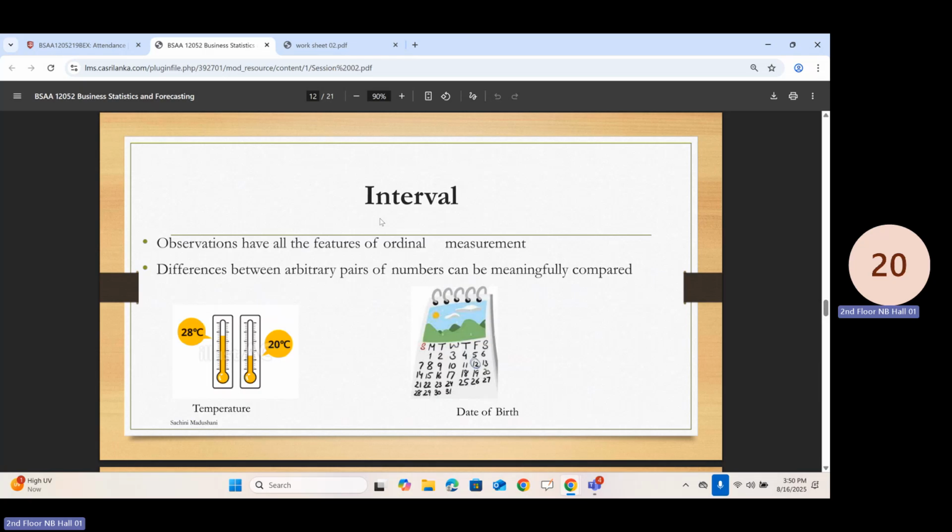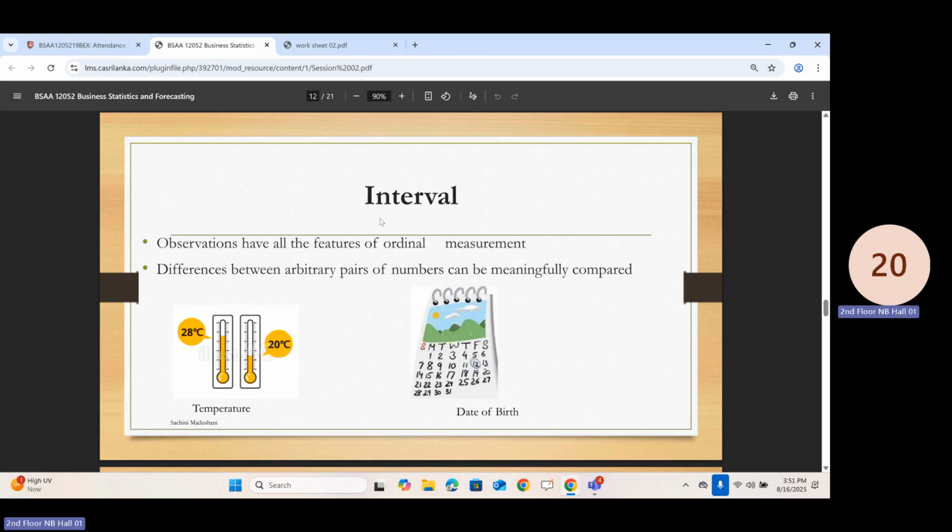The third one is interval scale variables. Here interval scale variables are quantitative. Another thing is all the features of ordinal scale variables are included in interval scale variables. It means interval scale variables can be labeled, can be ordered, we can get the count, and we can apply equality, inequality, and greater than or less than.